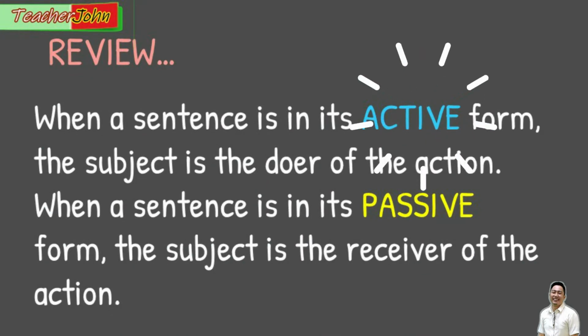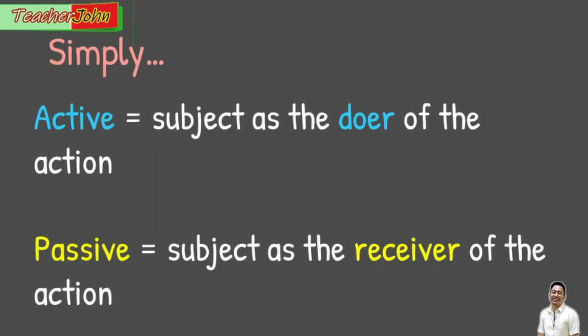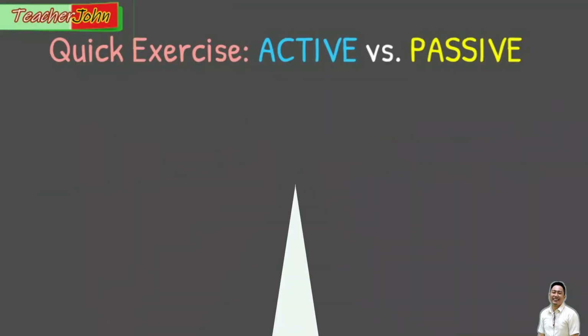When a sentence is in its active form, the subject is the doer of the action. When a sentence is in its passive form, the subject is the receiver of the action. Let's just put it this way. Active, subject as the doer of the action. Passive, subject as the receiver of the action. Active, doer; passive, receiver.